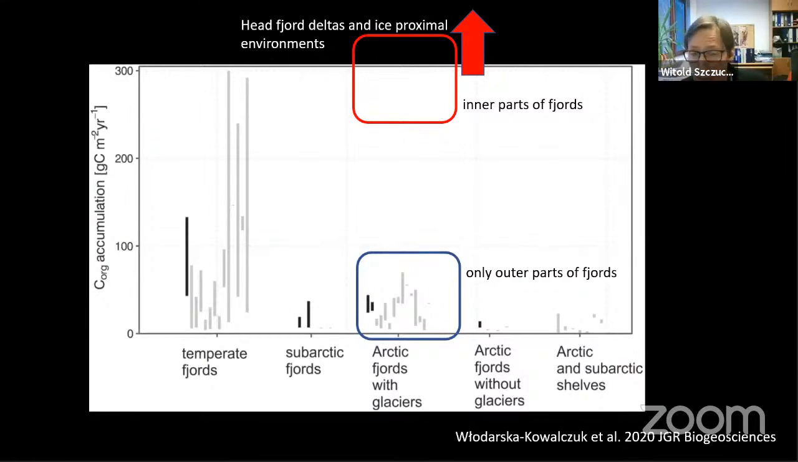For a number of cores, we also analyzed total organic carbon content, and it is a compilation which was published last year by Wodarska-Kowalczuk and all. And you may see Arctic fjords with glaciers, and they mean mostly here fjords of Svalbard, with organic carbon accumulation rate. But this assessment is based only on data from the outer parts of the fjords. If we take the inner parts of the fjords, like in Hornsund, then the conservative assessment provides an order of magnitude higher organic carbon accumulation rates. And if we take into account fjord head deltas and ice-proximal environments, it must be at least in these environments even higher.